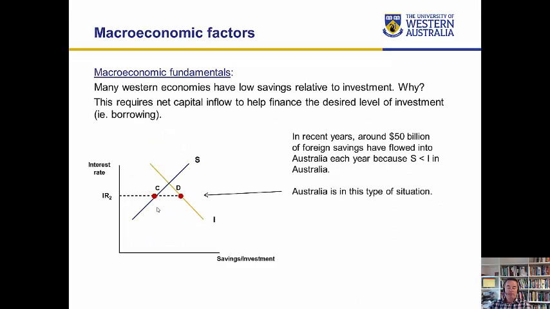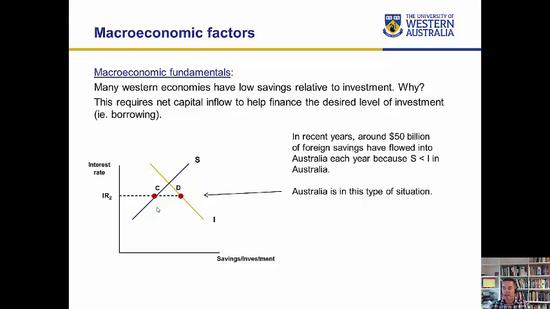Okay, in many Western economies though, at the world interest rate IR2, savings is much lower than investment. So if we take Australia as a good example, that gap between C and D, that horizontal distance between C and D, is around about $50 billion each year. I know that because I've looked at the balance of payments for recent years and found that over the last handful of years, around about $50 billion each year has flowed into Australia in the form of foreign investment.